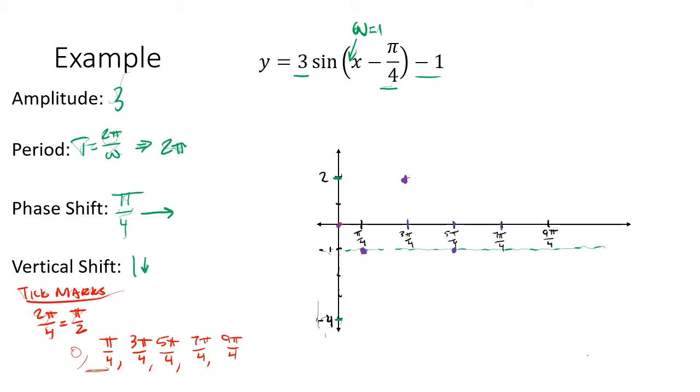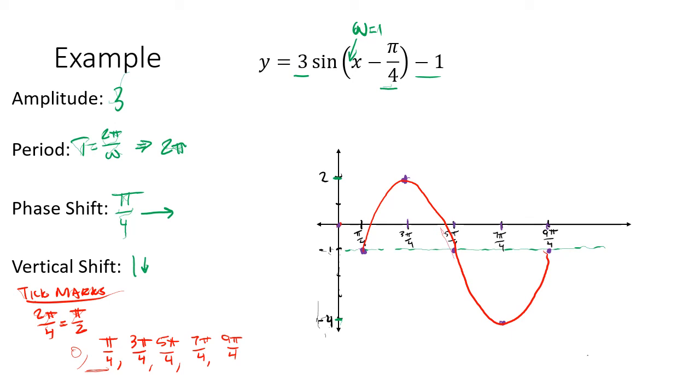At the next tick mark, we're going to be down at -4, somewhere right about right there. And then at the last tick mark, we're going to be back at the midline. And so all I'm going to do is sketch that in with a smooth curve. I've heard somebody call these like happy faces and sad faces, kind of. They don't go quite vertical. It's a smooth curve.